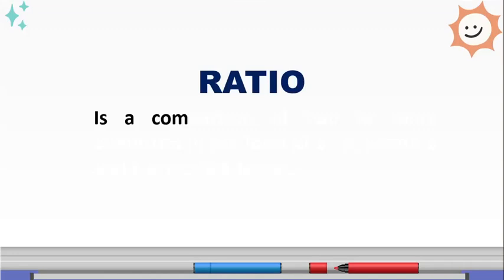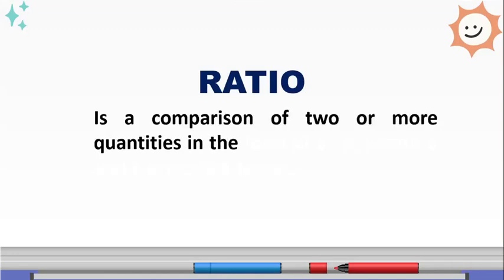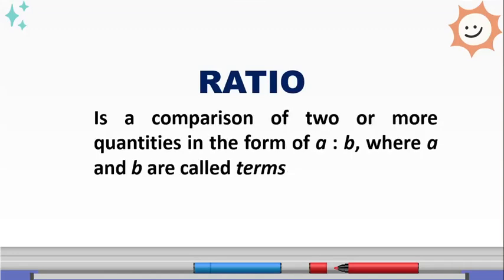Ratio is a comparison of two or more quantities in the form of A to B, where A and B are called terms. So in short, we are comparing two or more quantities.